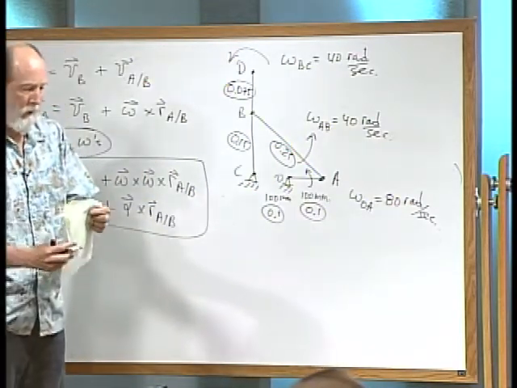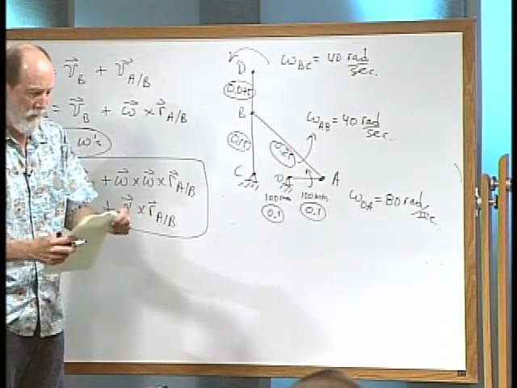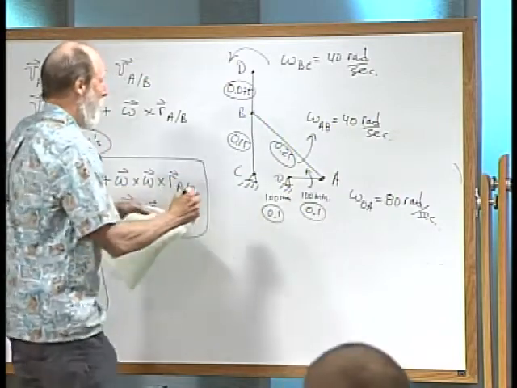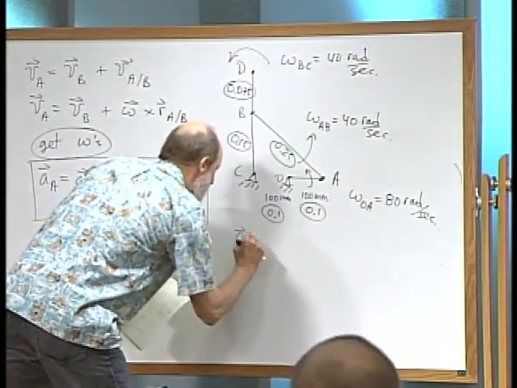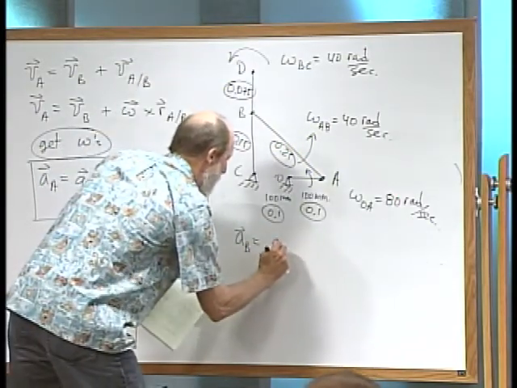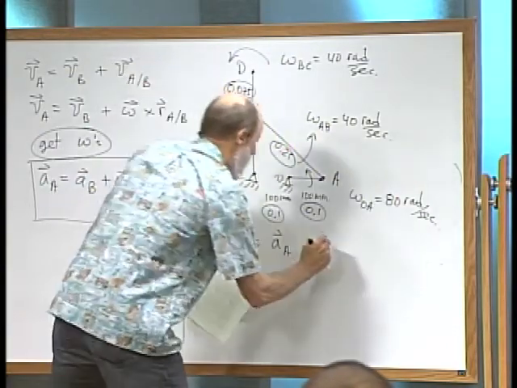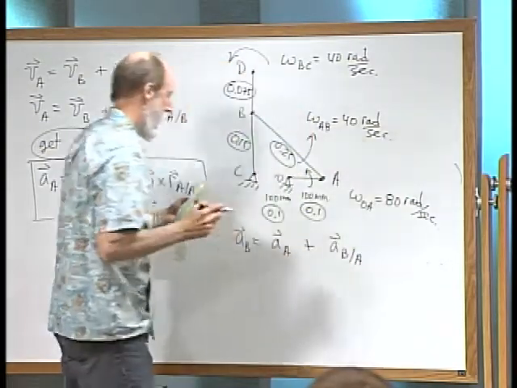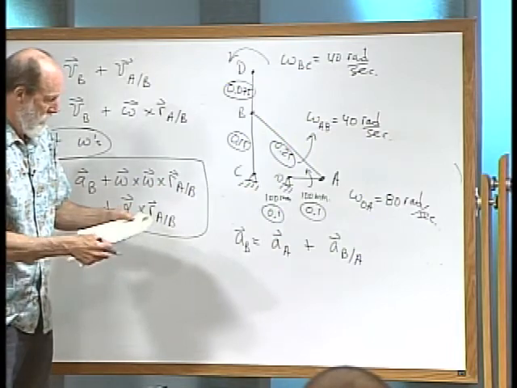Okay. So page 2. You don't need to take notes because I provided it for you. The acceleration of point B is equal to the acceleration of point A plus the acceleration of B relative to A. Now this starts to get a little bit involved.